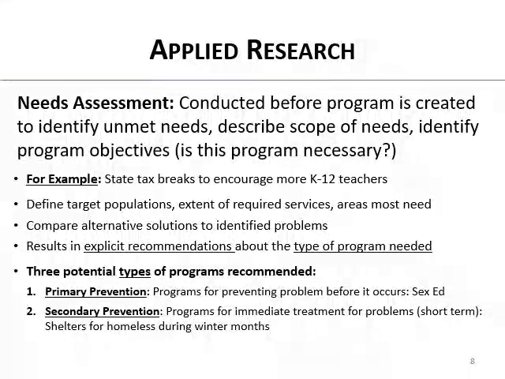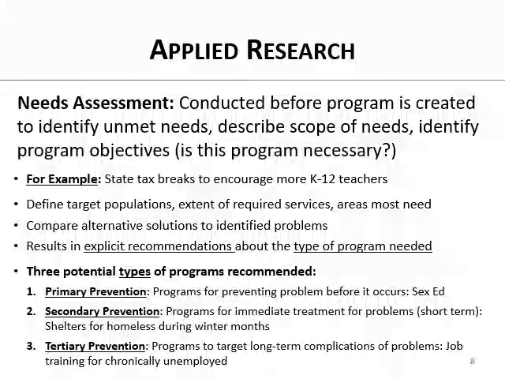So is there a long-term solution? Yes, we call those tertiary prevention. Tertiary prevention programs target the long-term complications of problems. For example, job training for folks who are chronically unemployed. You recommend a program for job training to get people who are chronically unemployed employed. So those are the three major types of programs: primary, secondary, and tertiary.